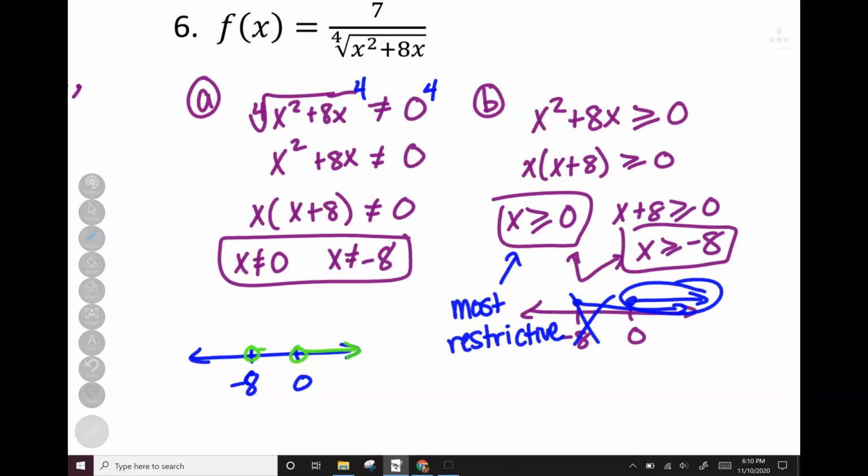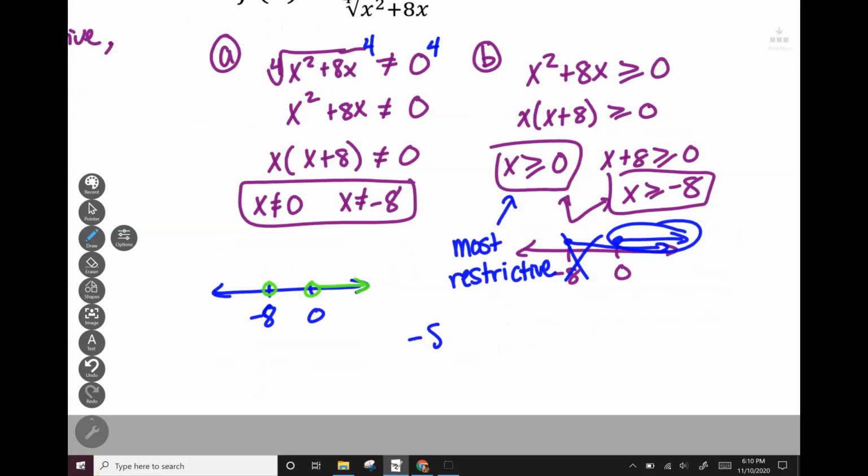Because I can't be here from negative 8 to 0, because that would be not greater than 0. And it has to be greater than 0. I can't be over here less than negative 8 because, again, I have to be greater than or equal to 0. Sorry, you can't be negative 8 because you have to be greater than or equal to 0. So that gets taken out by the fact that you have to be greater than or equal to 0. Okay, so we're going to have parentheses 0 to infinity. And that's it.